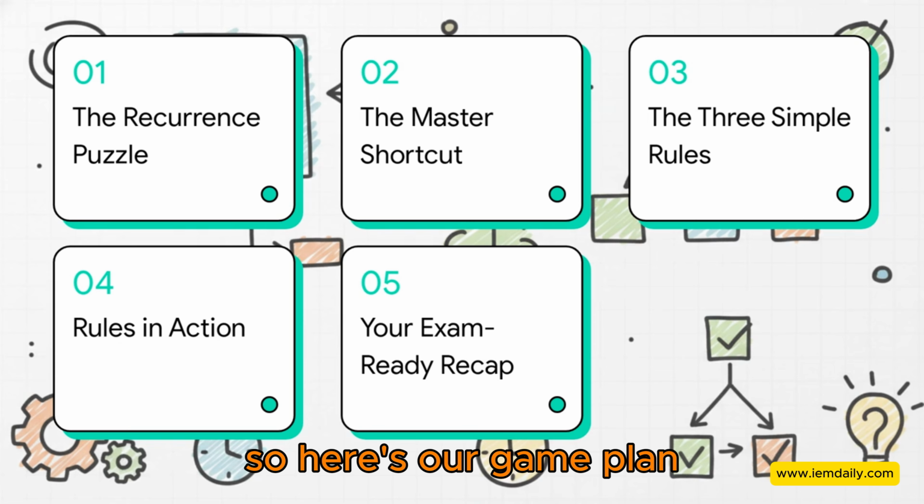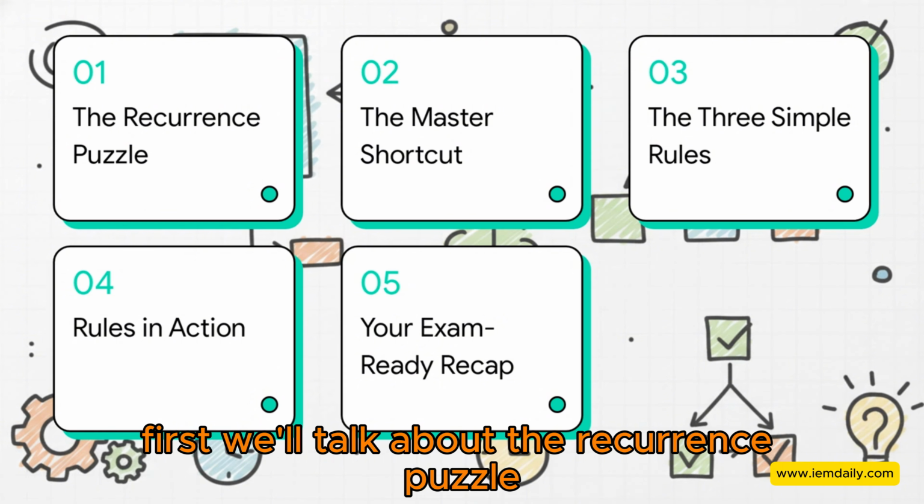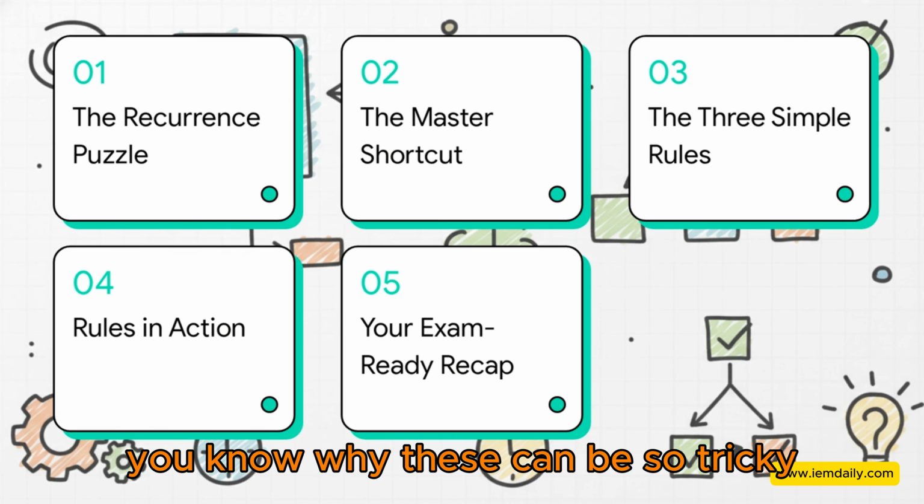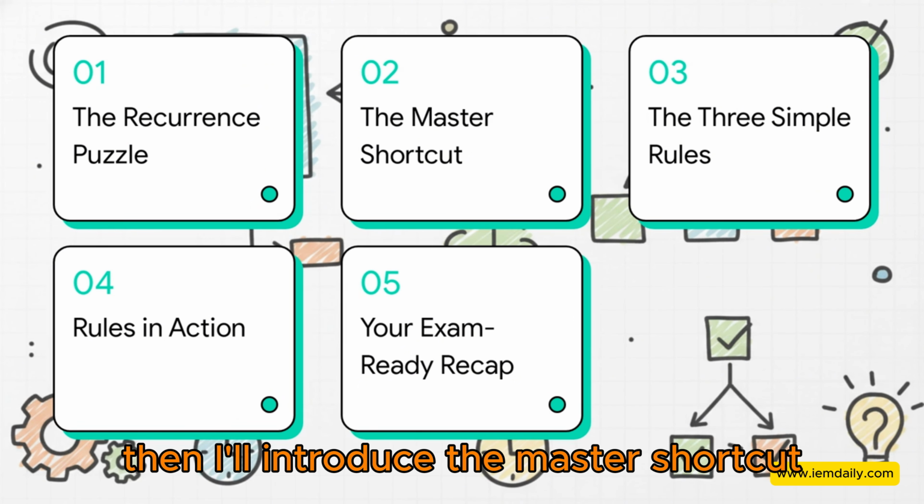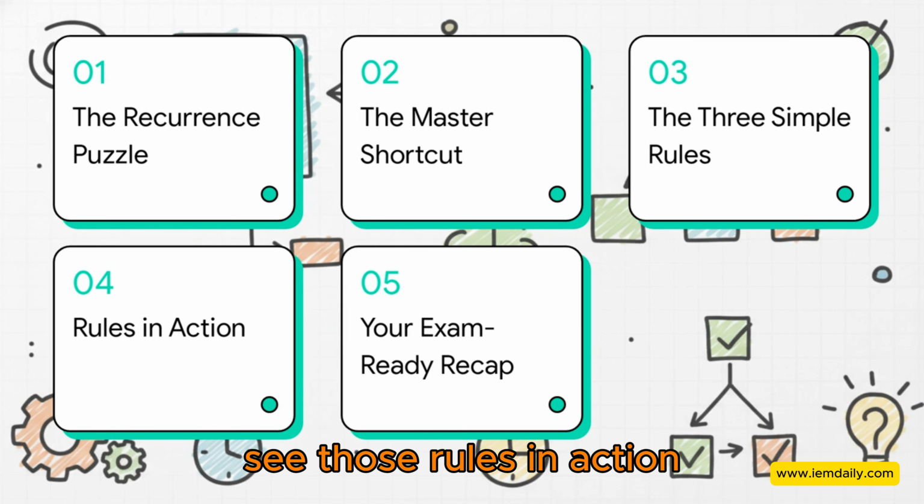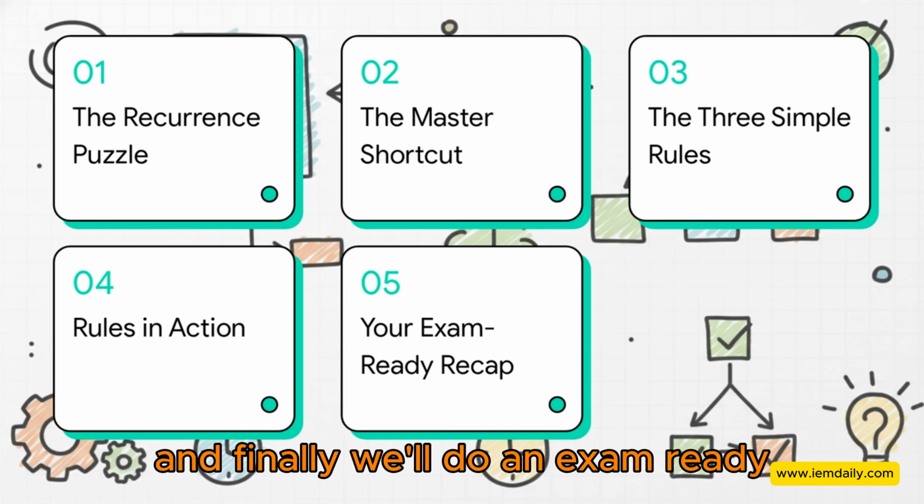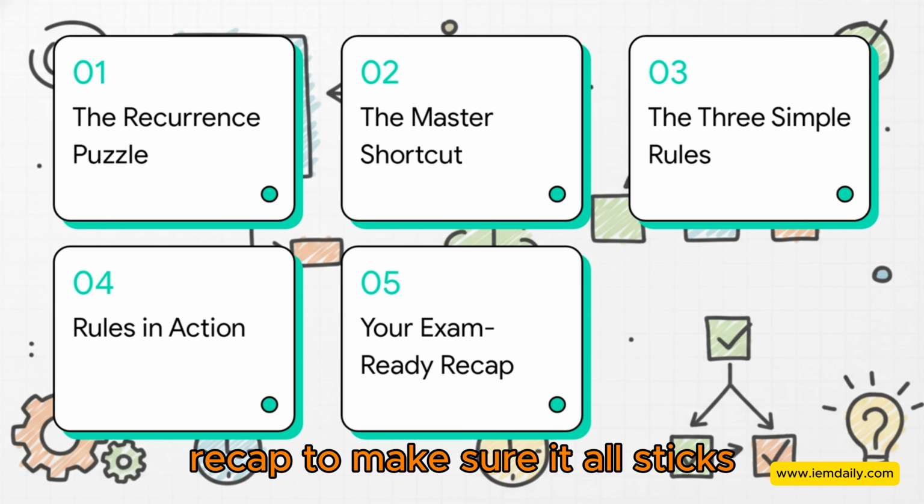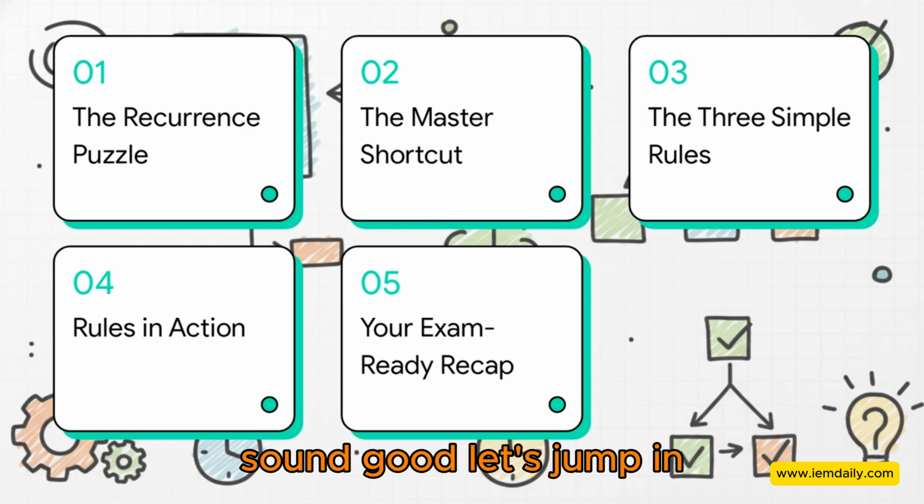So here's our game plan. First, we'll talk about the recurrence puzzle, why these can be so tricky. Then I'll introduce the master shortcut. We'll break it down into 3 simple rules, see those rules in action, and finally, we'll do an exam-ready recap to make sure it all sticks. Sound good? Let's jump in.